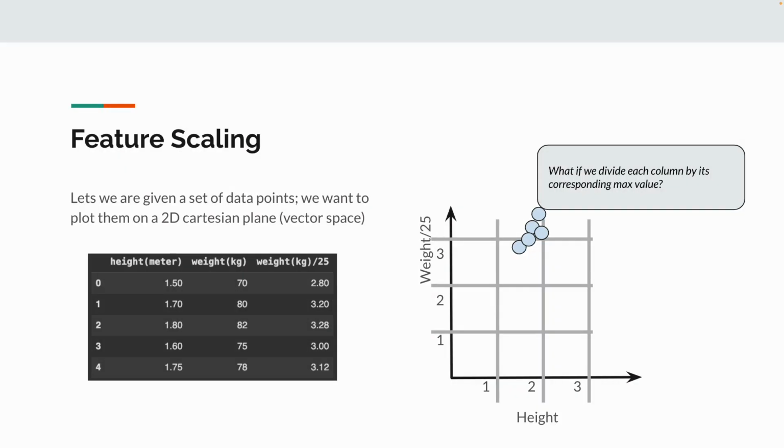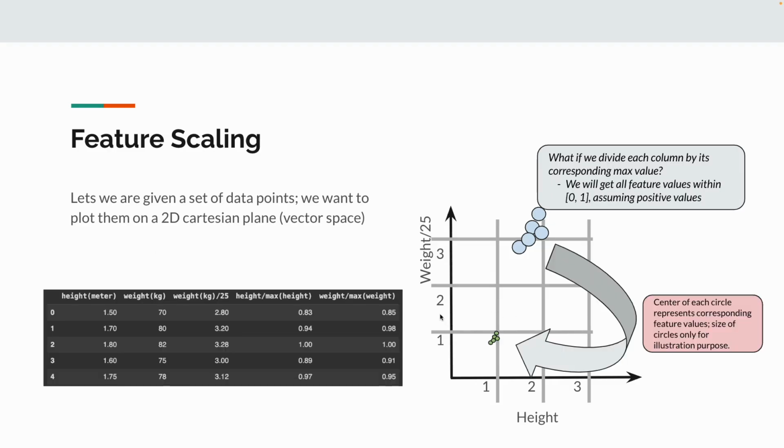Another simple way is to divide these values, both height and weight, by their maximum value. If you do that, all the data points will come within the first square area that is bounded by 0 and 1. You can see that when you divide both the height and weight by the corresponding max values, the values come within the range of 0 and 1. So this is one standard practice.